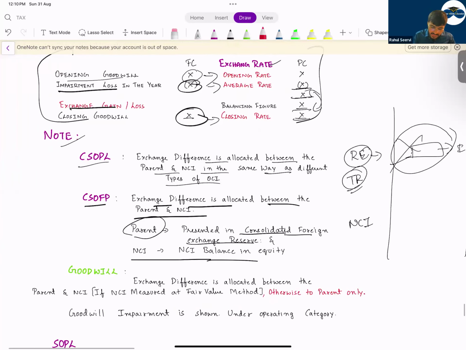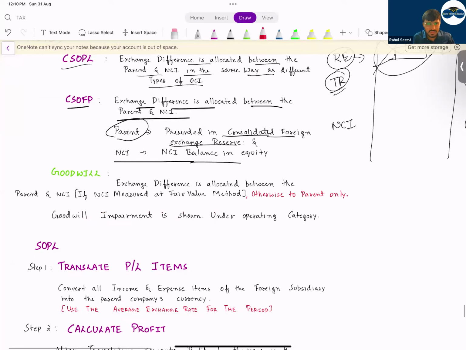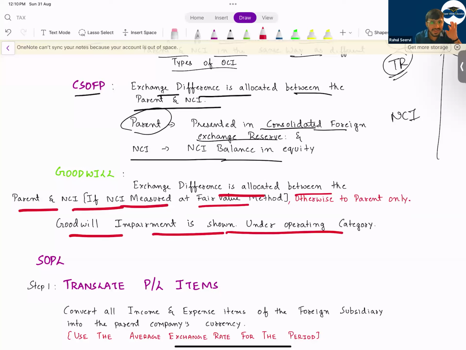Then see now, goodwill. Exchange difference is allocated between the parent and NCI if NCI is measured at fair value. Yes or no? If it is the fair value method, the exchange gain or loss will be allocated to parent and NCI. But if goodwill is under the proportionate net asset method, then whatever exchange gain or loss you get will be allocated to the parent only. And goodwill impairment is shown under which category? Operating category. See here, otherwise only to parent. Which method? Proportionate net asset method.